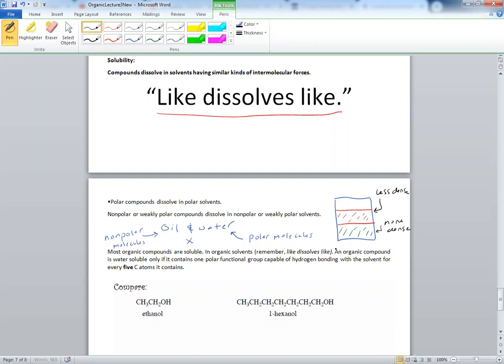Now, generally, these two layers can be the aqueous layer and the organic layer. Generally, most of the time, the aqueous layer would be on the bottom because it's more dense, but not all the time, so generally. And the top layer would be called the organic layer. You're going to see that in the experiment.